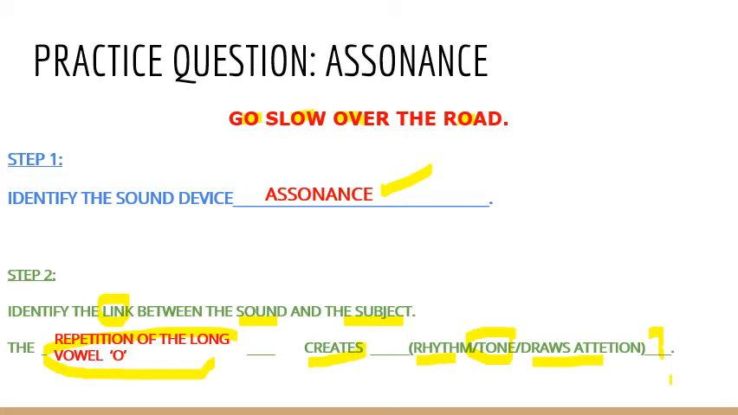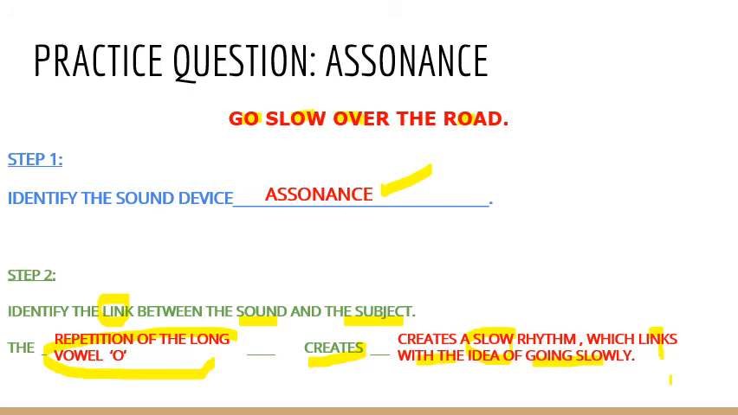But the repetition of the long vowel O creates a slow rhythm, which links with the idea of going slowly. So that is then the function here. It creates rhythm and it forces me to read this example slowly. Go slow over the road. And the bigger picture is that it links with that idea that I want to go slowly, and by forcing me to repeat the O and the O and the O, it links with that idea of also going slowly over the road.